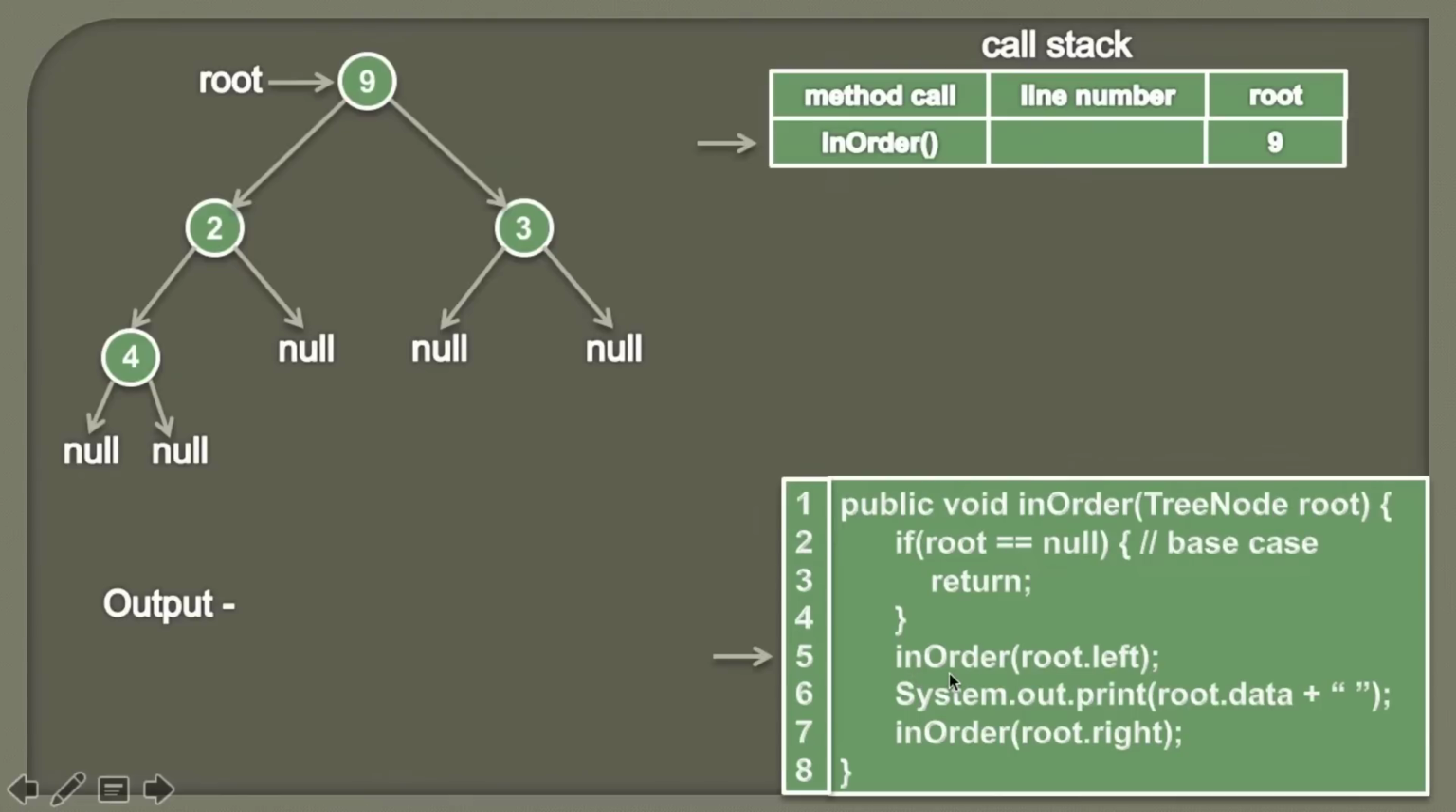So in the first step, what we discussed in the slide is that before processing a node, we will first traverse its left subtree. So we again call the in-order method, and this time we are passing root's left because we want to process the left subtree now. Here you can see root left is the node 2. Therefore this in-order method will call the in-order method again with the root as 2.